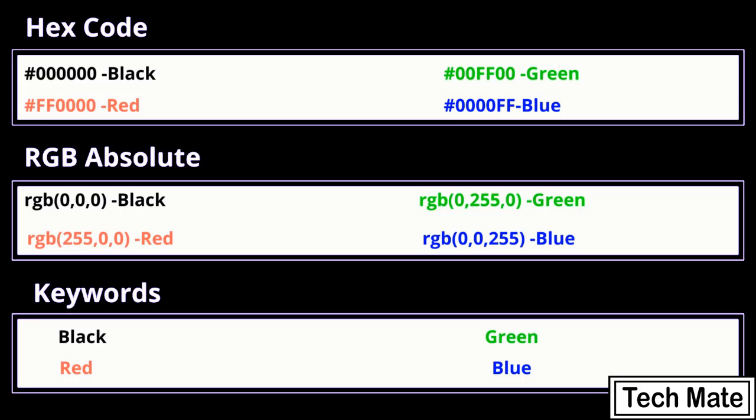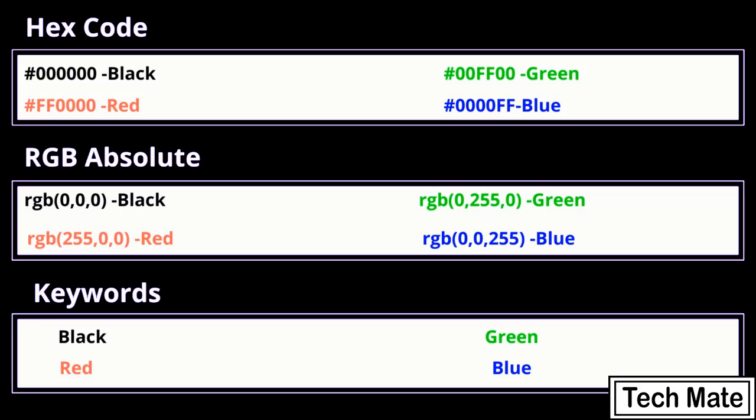Now let's come to the short hexadecimal, where instead of passing a 6-digit value, we pass only 3 values, again followed by a hash. So 000 means none is participating, that's black. Again, the first is for red, the second for green, and the third is for blue.